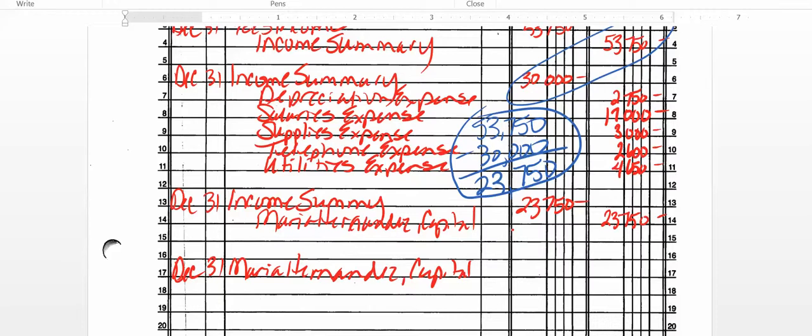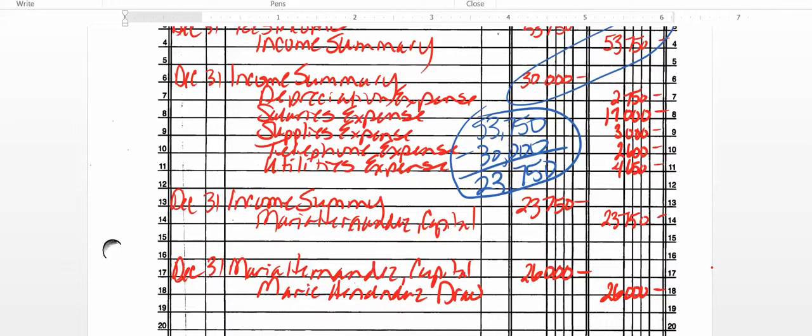And the drawing, where was that? Oh, they did take a big draw. They took a $26,000 drawing. So much for me thinking that they made money this month. And then the Maria Hernandez drawing will now be emptied.